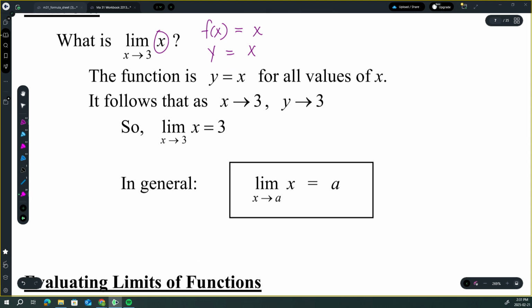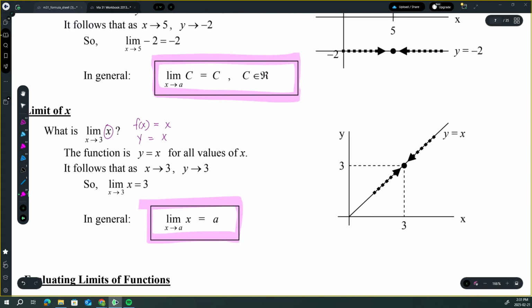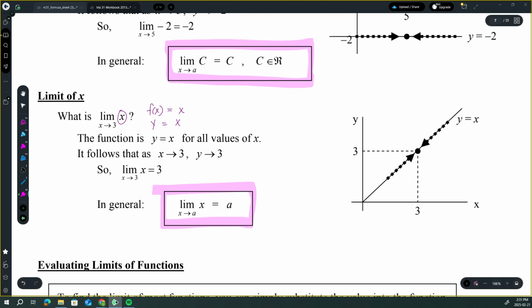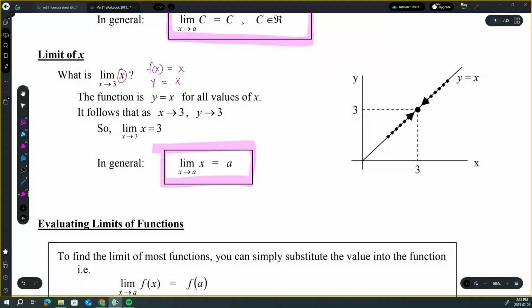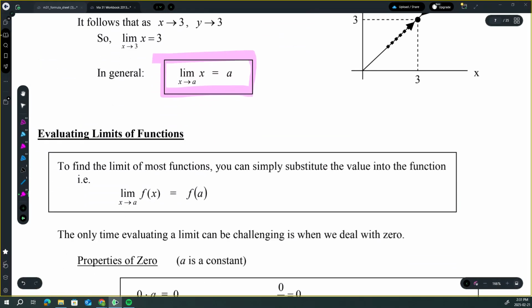So we can generalize that the limit of x as x approaches any value is going to be whatever that chosen value is. Off to the right hand side we've got a picture of what that graph looks like with y equal to x. It's just a straight line that goes through the origin. So those two are pretty straightforward.